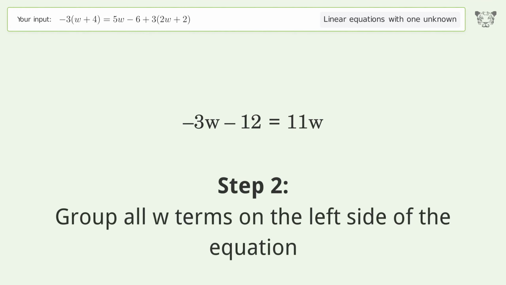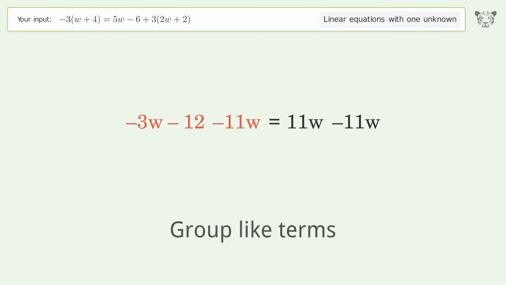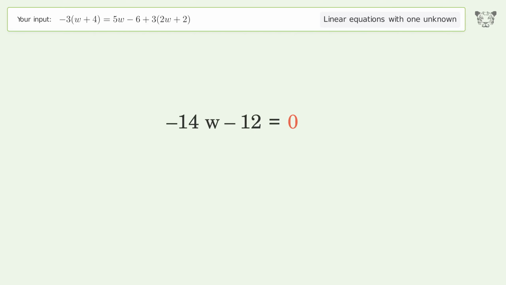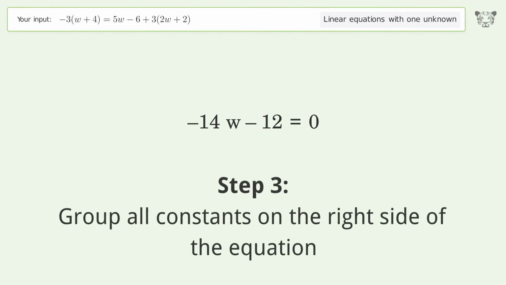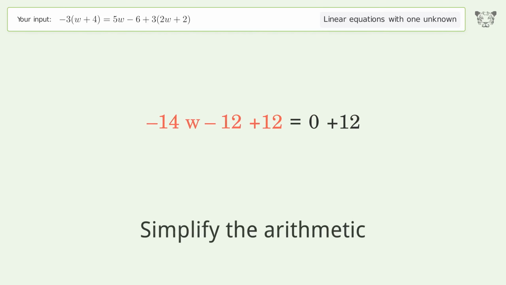Group all w terms on the left side of the equation. Subtract 11w from both sides. Group like terms. Simplify the arithmetic. Group all constants on the right side of the equation. Add 12 to both sides. Simplify the arithmetic.